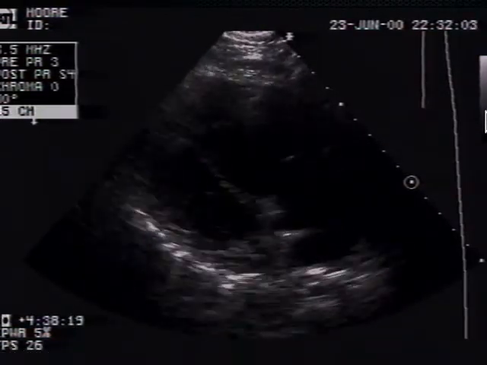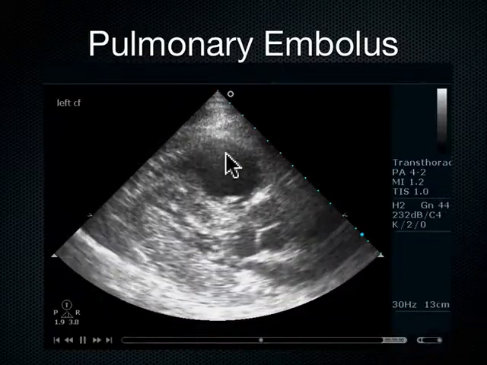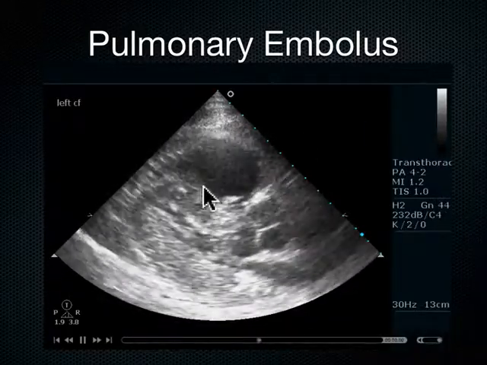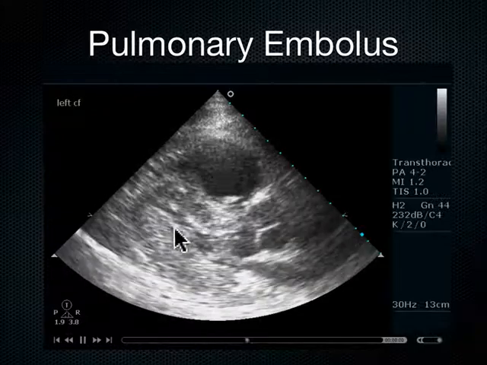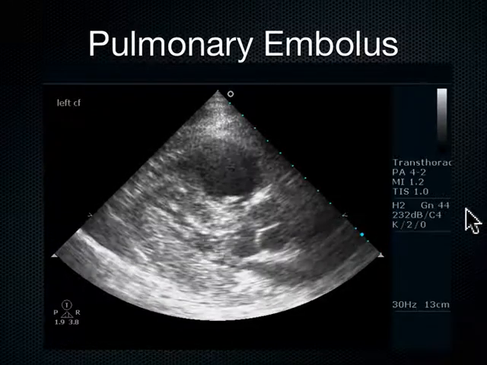Okay? Here's another patient in cardiac arrest who we thought could have a PE, very large RV, very small LV. We pushed thrombolytics. Guess what? Patient still died.